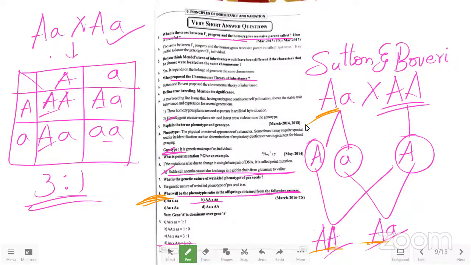Okay, right? So we will see the other VSAQs, that is the 10th chapter, 2 VSAQs we will get. And how to solve those, we will see tomorrow.